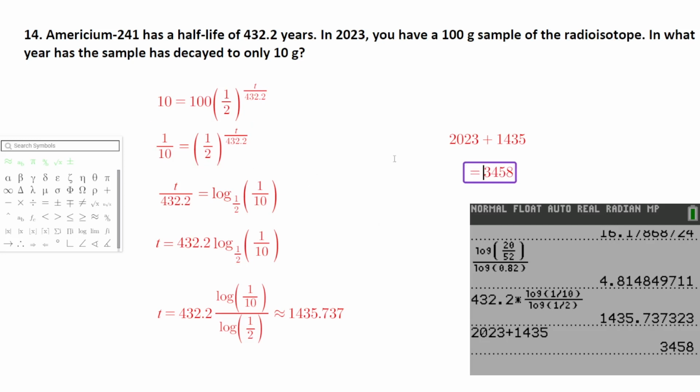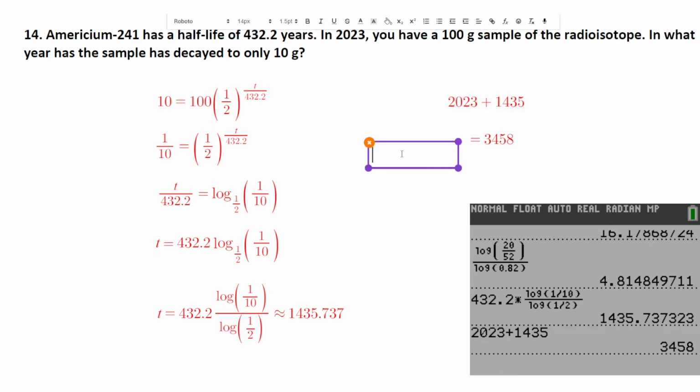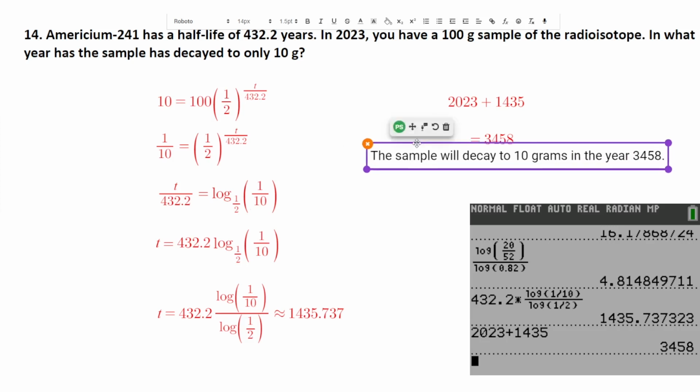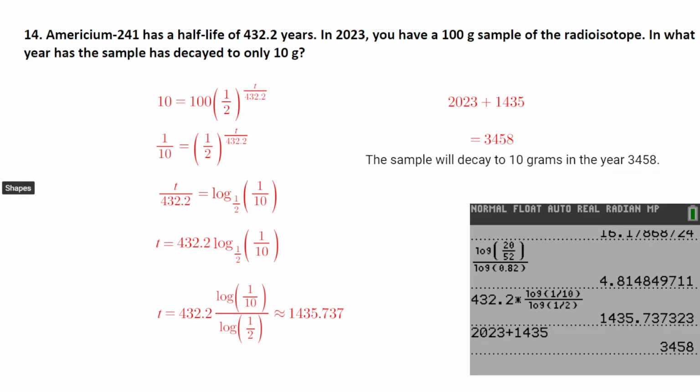Okay, so to answer our question here, just move this up so you can see everything. Let's go ahead and type out our answer. So the sample will decay to 10 grams in the year, it doesn't even sound like a year, 3458. So yeah, we're gonna have to find someone else to verify that by the time the year rolls around.